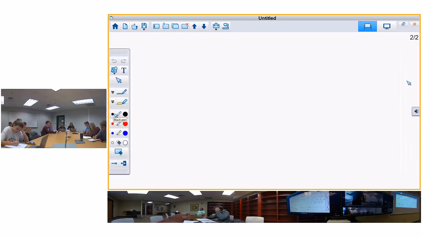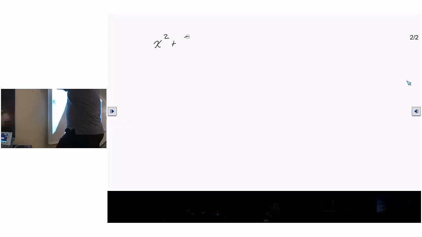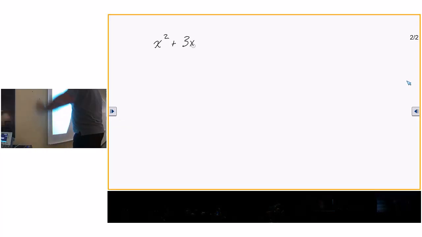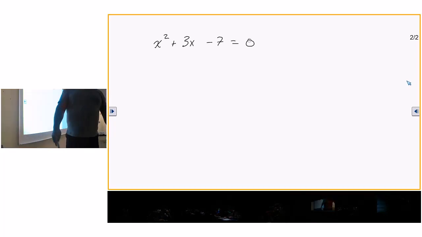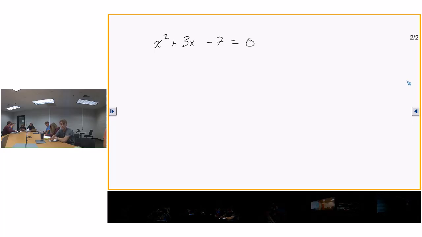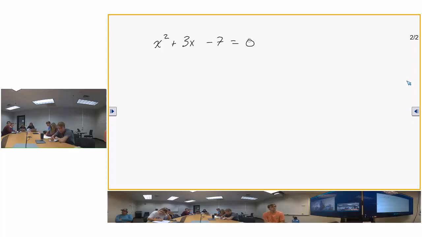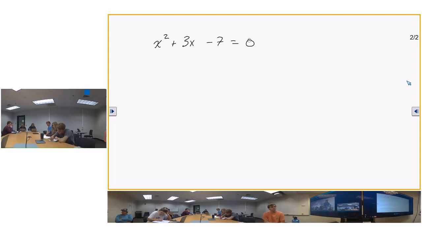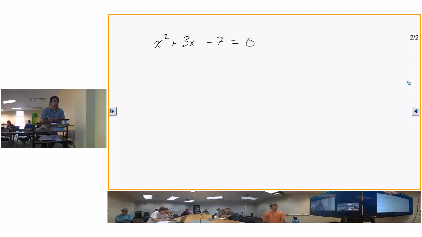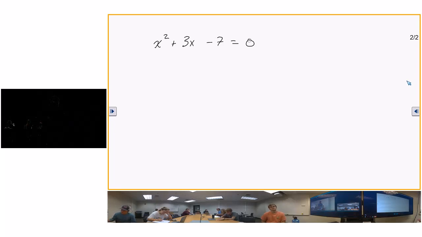Ready? x squared plus 3x minus 7 is equal to 0. What's going to happen here? Somebody look into the future and tell me what's going to happen with this one. That means I want y'all to interact with me. That's not rhetorical. Fraction. You're going to have a fraction. And that means that half the class is going to what? Quit. Yep. All right, I'm done.